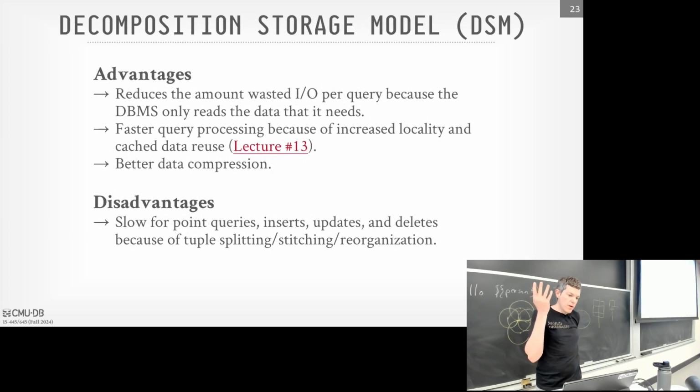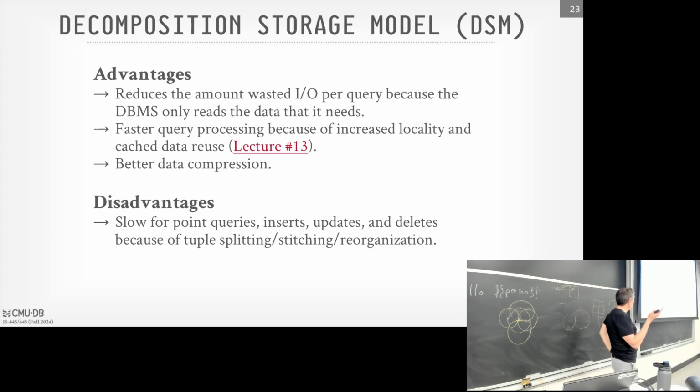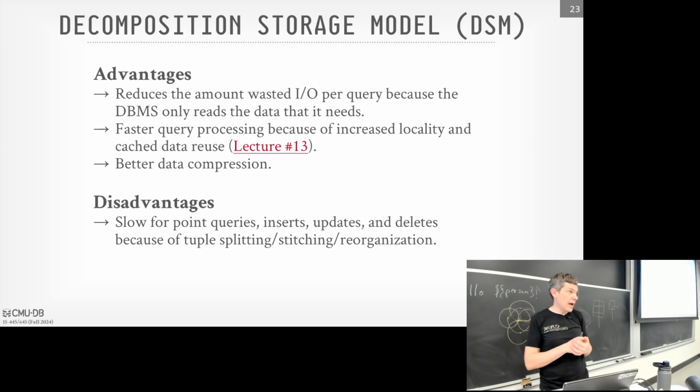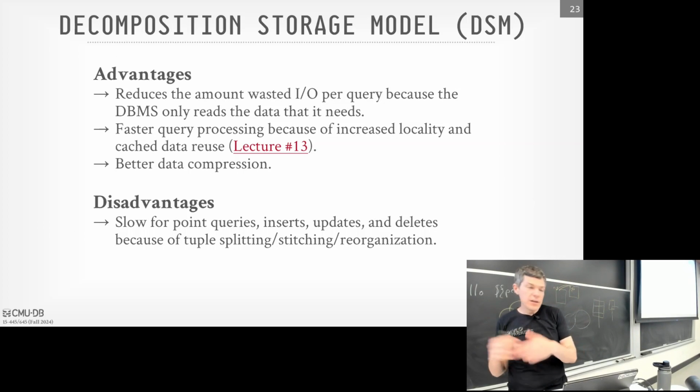All right, so in the DSM, the column store, it reduces the amount of I/O for queries that only need access to a subset of the attributes of a table, because we're only reading the data we actually need. We're not bringing in things because they come along for the ride. We're only reading exactly what we want.